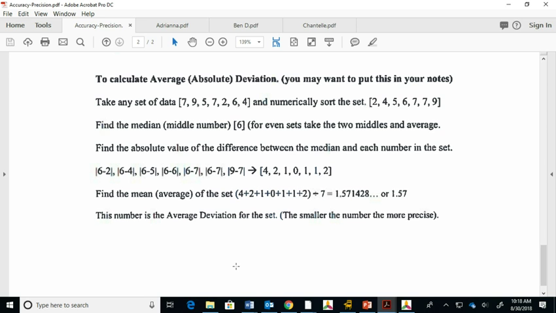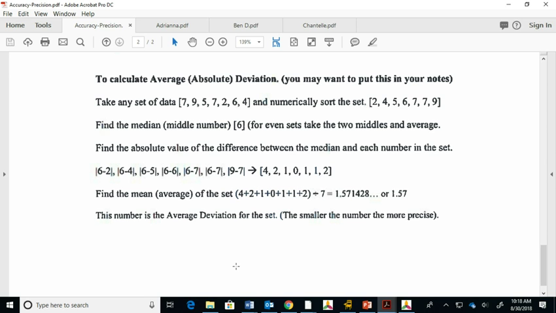You sort it numerically, then you find the median. What does median mean? The middle, the very middle number. It doesn't mean you average. That's a different term. Median is just the absolute middle number of your set. In this case, that number is 6, right? We're cool? If you have an even number of data points, you take the two middles and you average it.